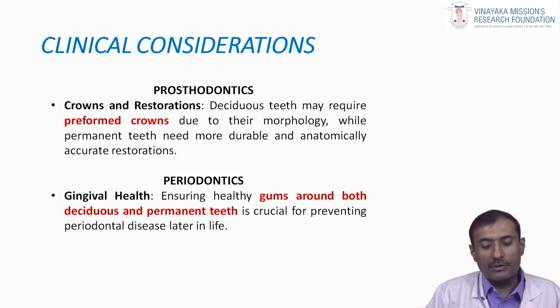And in the specialty of periodontics, the gingival health is critical. So gums around both the deciduous and permanent teeth must be maintained to prevent any periodontal disease which can affect the permanent tooth bud, which will erupt after the deciduous dentition.